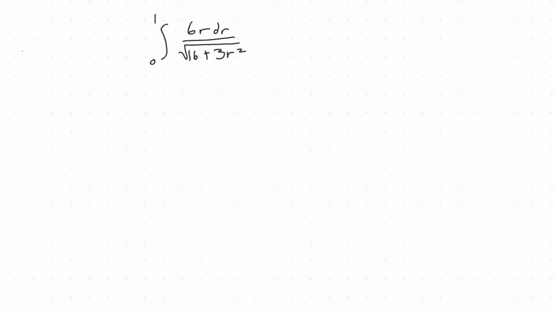One of the things to notice is that the 6r dr has an r that is exactly 1 degree less than the 3r squared inside the radical. That's 16 plus 3r squared. The fact that it's 1 degree less is really convenient because that's going to allow us to use U-substitution. So watch how this works.